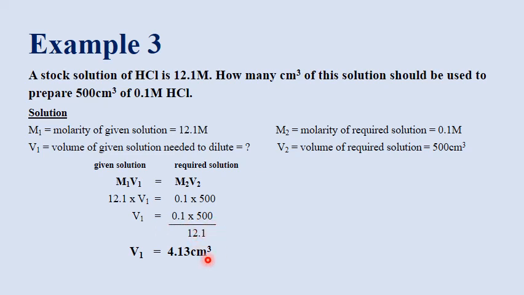and the answer we get in this case is 4.13 centimeter cube, and this means that we need 4.13 centimeter cube of this 12.1 molar stock solution of HCl, and when we put this volume of HCl in a 500 centimeter cube volumetric flask and fill it up to the mark with water, the solution we will get will have a molarity of 0.1 molar HCl.